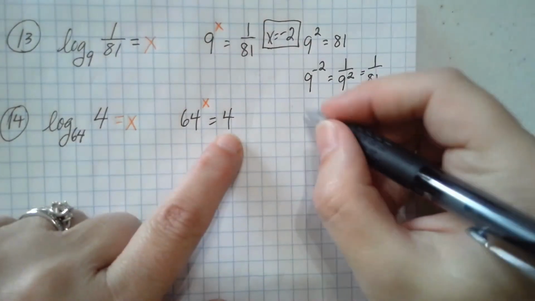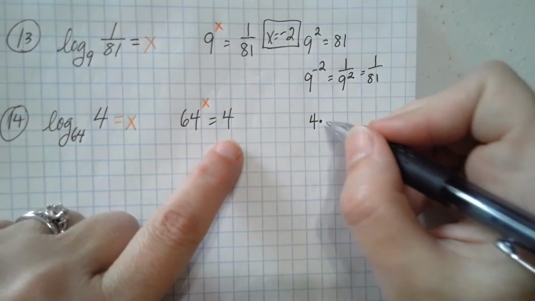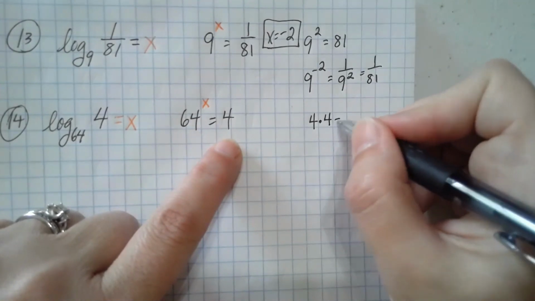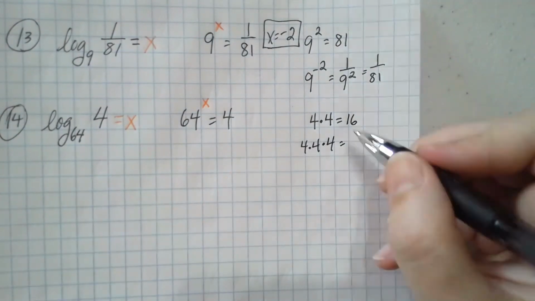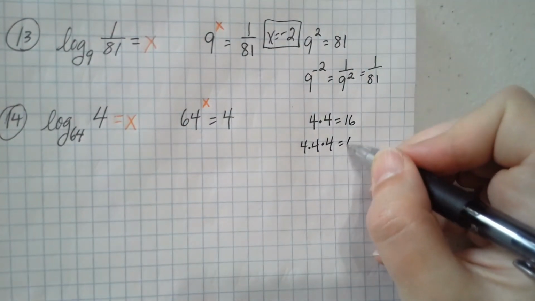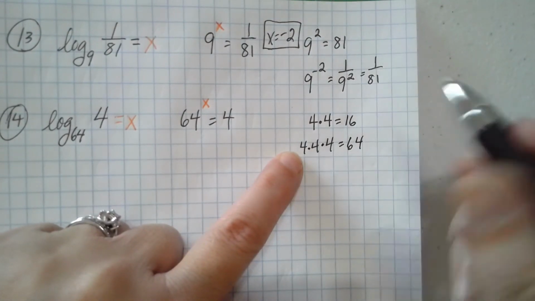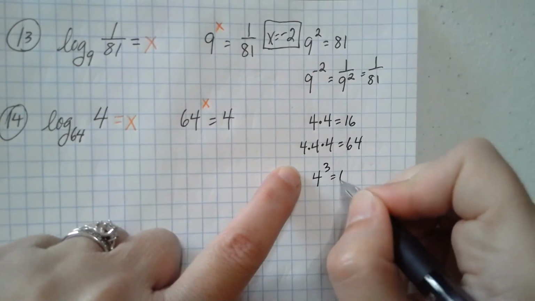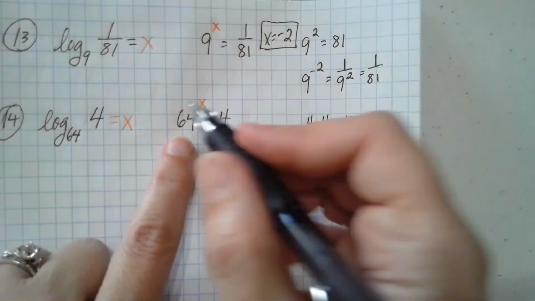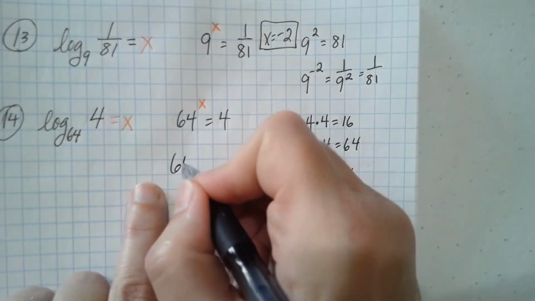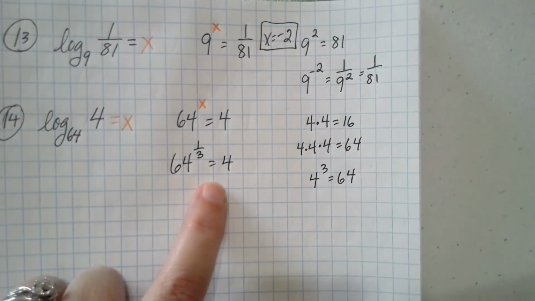So I need to know how many times I multiply 4 by itself to make 64. 4 times 4 is 16. So if we multiply that by 4 again, that will make 64. So that's the third power. So 4 to the third power makes 64. So if I want to go the other direction, I'm going to do 64 to the 1/3 power, and that will give us back our answer of 4.